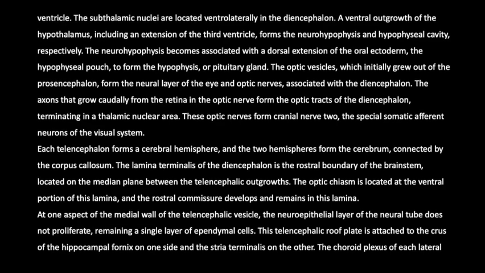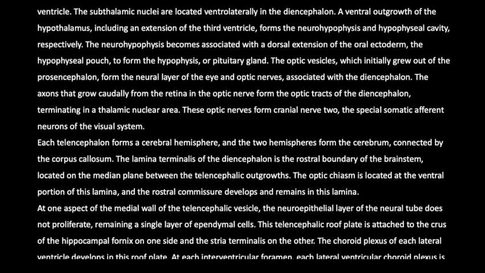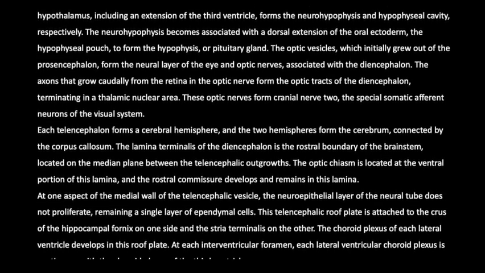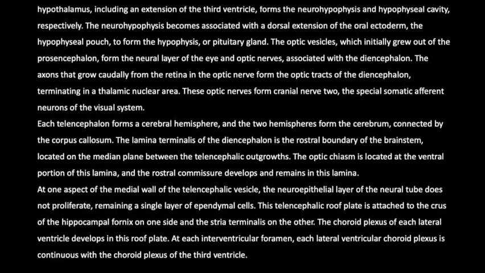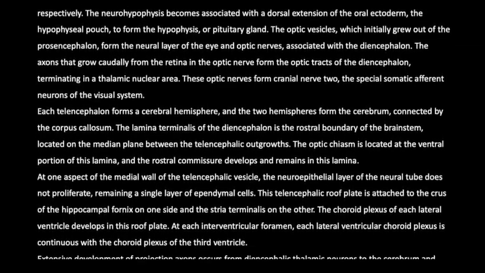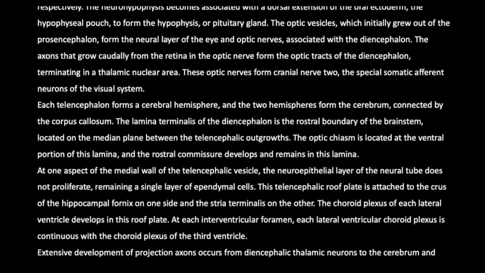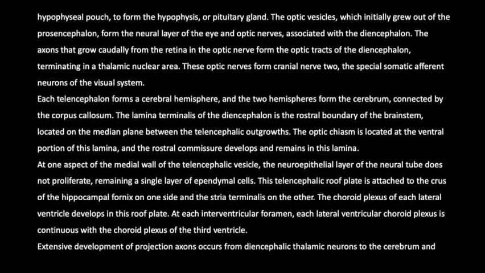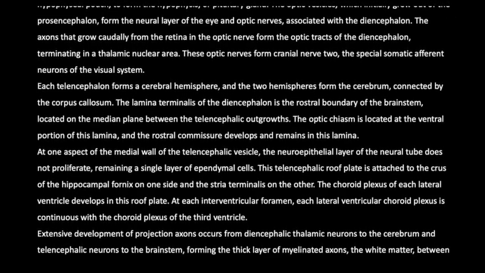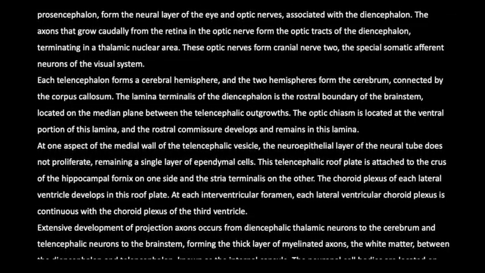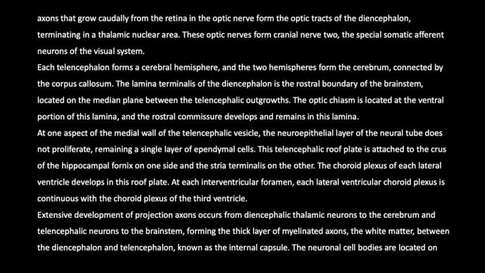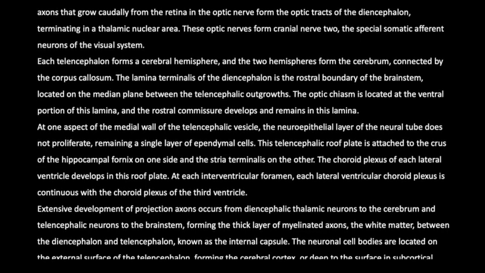The neurohypophysis becomes associated with a dorsal extension of the oral ectoderm, the hypophyseal pouch, to form the hypophysis or pituitary gland. The optic vesicles, which initially grew out of the prosencephalon, form the neural layer of the eye and optic nerves associated with the diencephalon. The axons that grow caudally from the retina in the optic nerve form the optic tracts of the diencephalon, terminating in a thalamic nuclear area. These optic nerves form cranial nerve 2, the special somatic afferent neurons of the visual system.